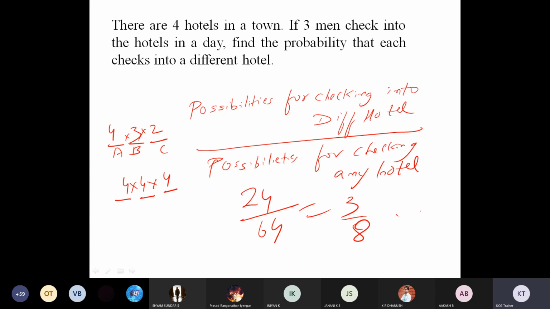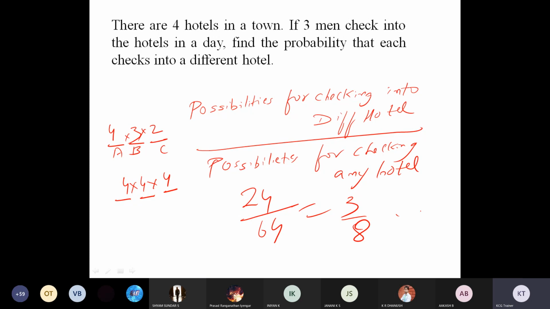Out of what are the total possibilities? If the first person selects a hotel out of four, the second person can also select the same hotel because one hotel may have different rooms, multiple rooms also. So all three people can stay in the same hotel in different rooms. That is also possible because that is the highest possibilities.